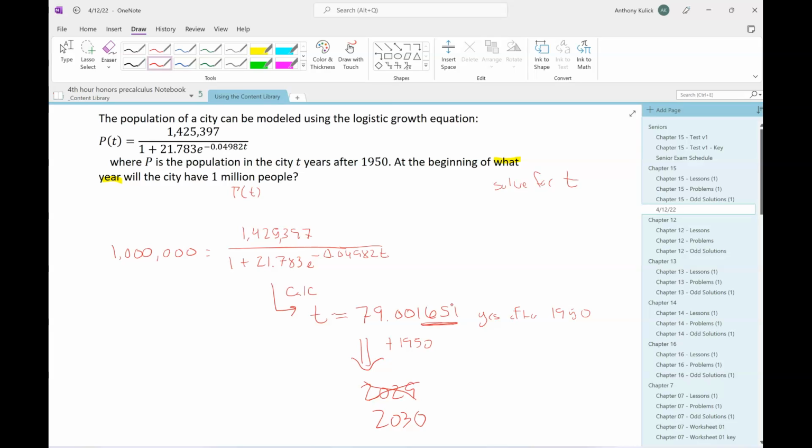Won't happen until 2030. Oh, Mr. Kulik, that's so close. Couldn't I just round it to zero? No, because of the context of the question. It says very specifically the beginning of what year. If you typed in 79 in for T, you would not get a number bigger than 1 million. It'd be awful close, but it'd still be wrong.